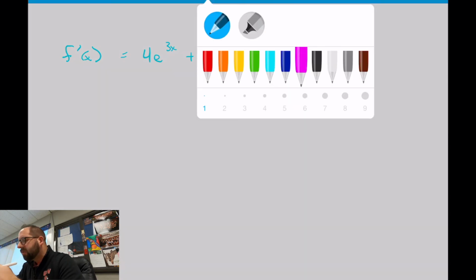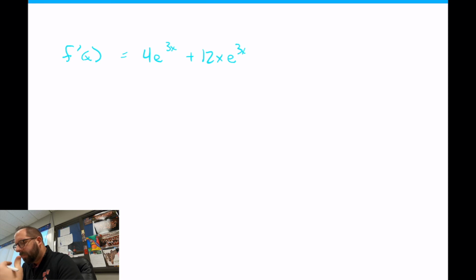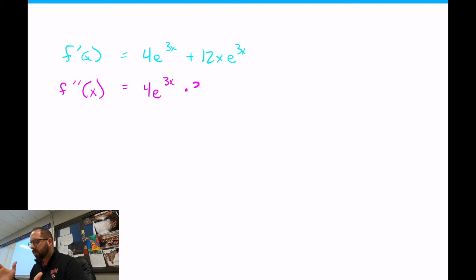To take the second derivative of this thing, we still do it by the sum and difference rule. There's still a plus or minus sign between these things. So the second derivative is the derivative of the front item, which is just 4e to the 3x times 3, because that's a chain rule, right? You just leave the 4 alone. The derivative of e to the x is just e to the x times whatever the power is. So we took it times 3 because that's the derivative of the 3x.